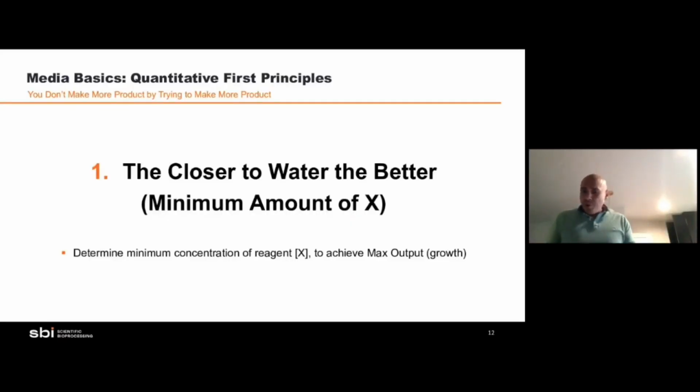So, number one, the closer we get to water, the better. So we need to determine the minimum amount of X that is required to achieve our maximum output. Here we are interested in growth specifically. So we will be looking at growth curves and growth rates, but your output could be your product or any other thing.